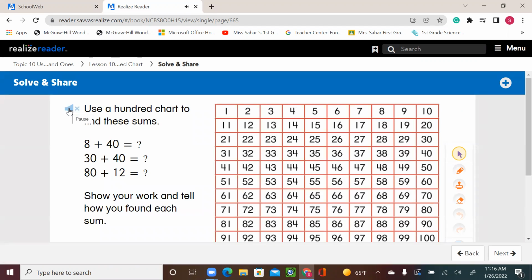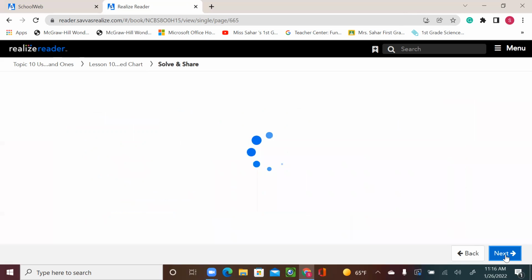Use a 100 chart to find these sums. 8 plus 40 equals. 30 plus 40 equals. 80 plus 12 equals. Show your work and tell how you found each sum. All right. So let's watch our video and come back to this exercise.